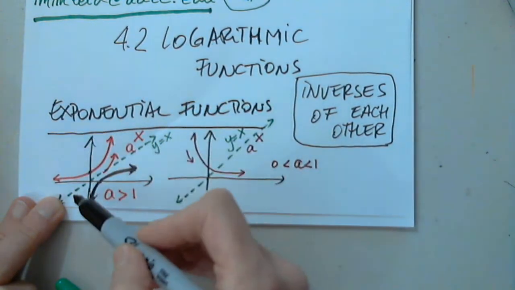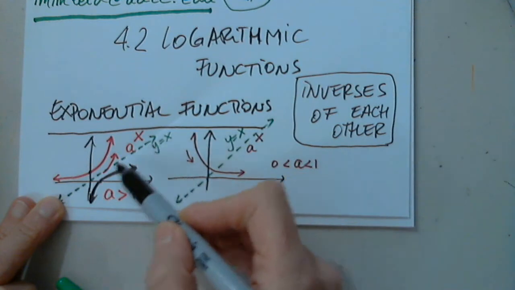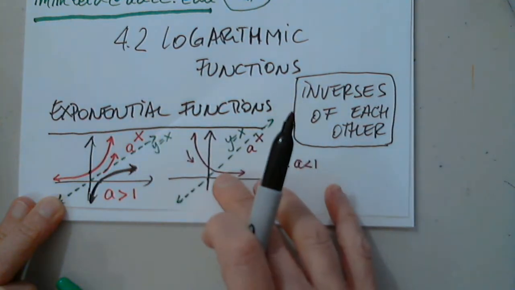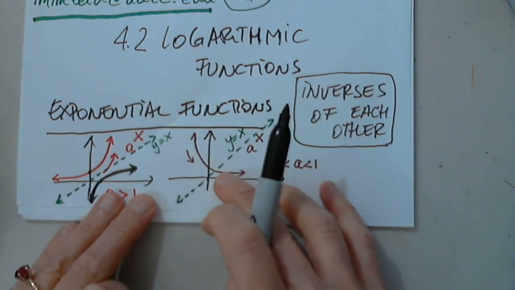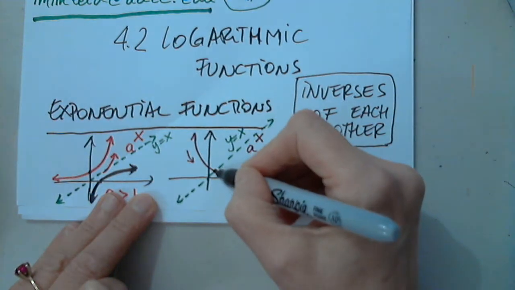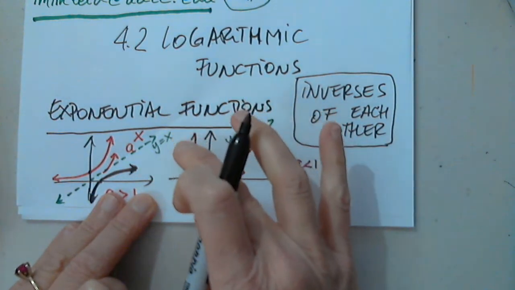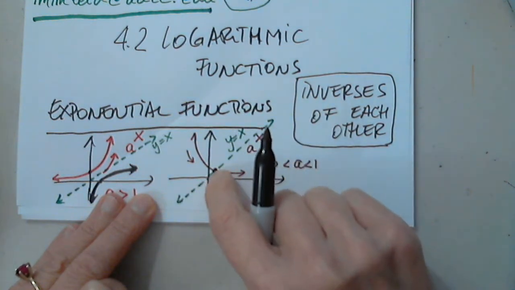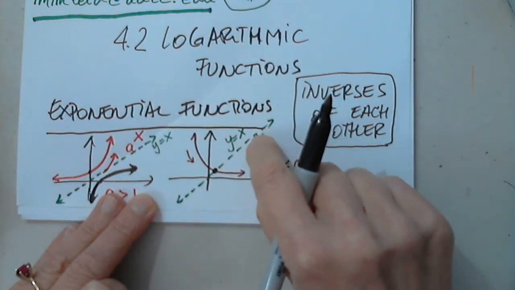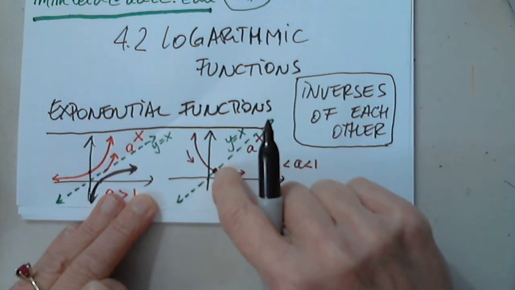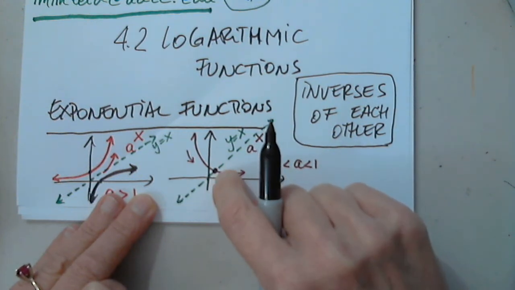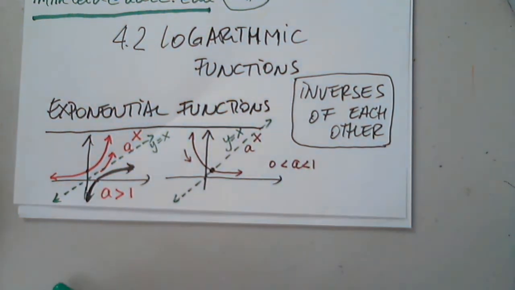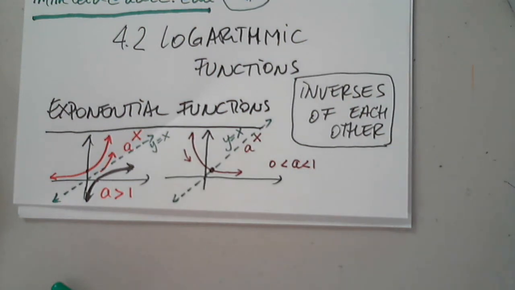Notice that this function does not touch y equals x. So there is no common point, but this one has a common point. Here it is. Here's the common point of the exponential function with y equals x. All these points here have the same x and the same y. So this point becomes a point of the inverse as well. So here it is.